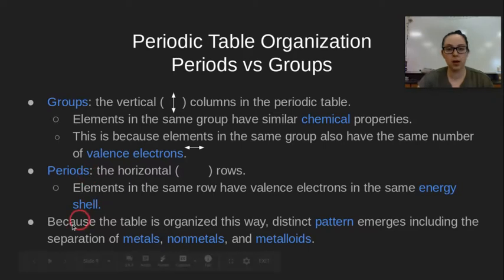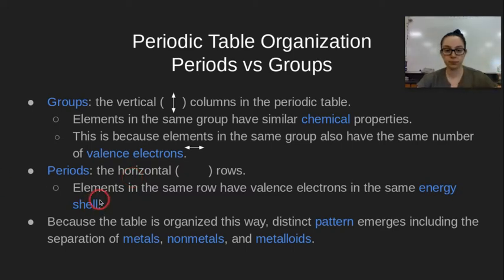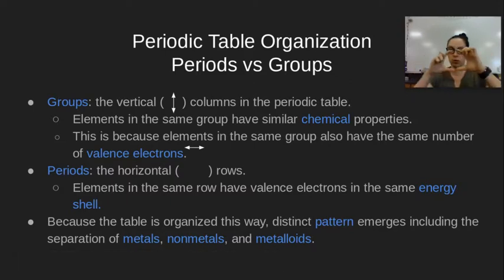Now, that's groups, that's vertical columns. Periods are your horizontal rows. But periods are horizontal rows. The elements in the same row have the valence electrons in the same energy shell. Because every single row has its own little number that's saying, I'm in energy shell 1, or 2, or 3, or 4, 5, 6, 7. That's as far as we can go.